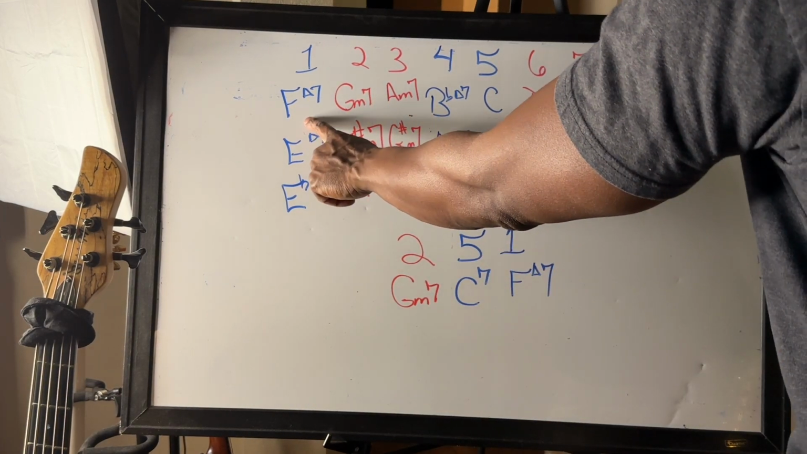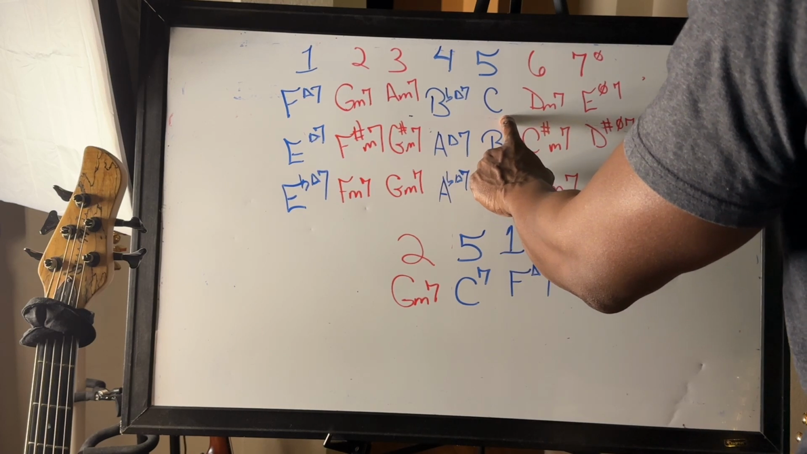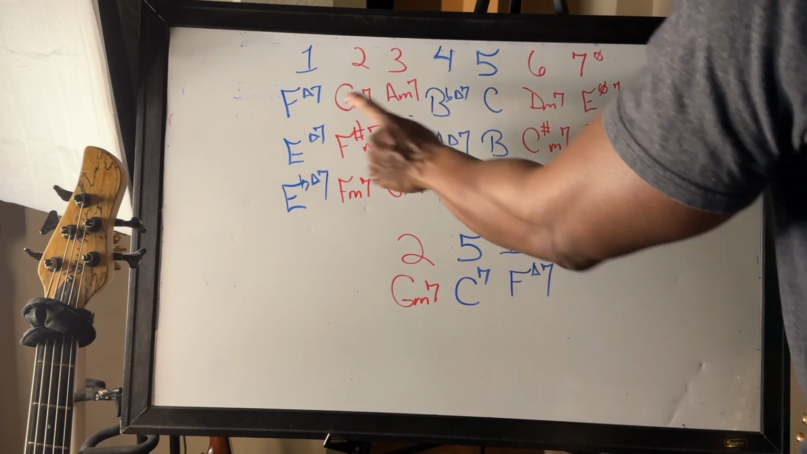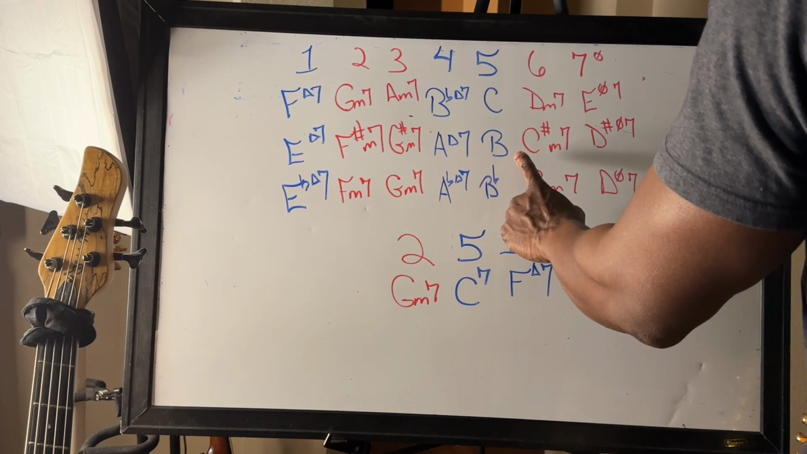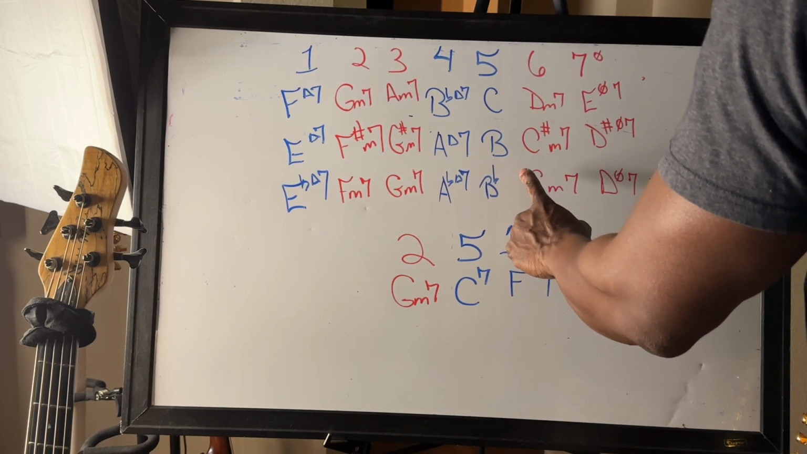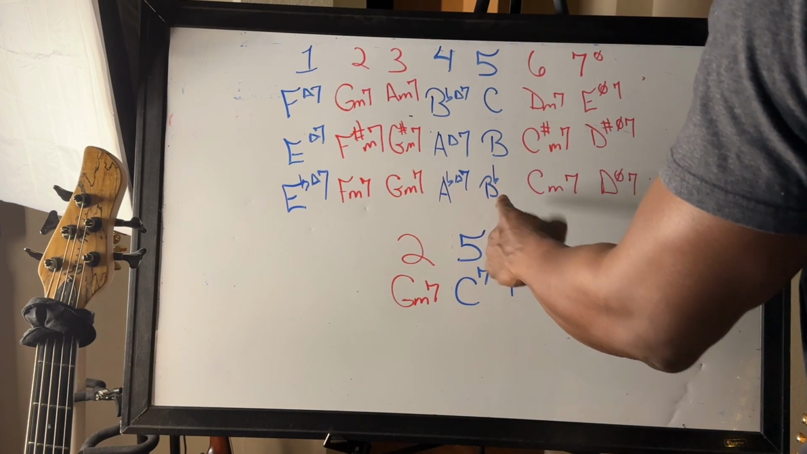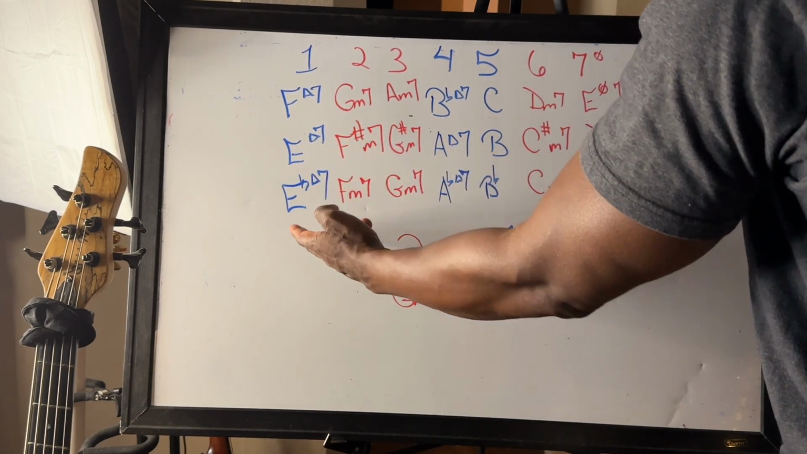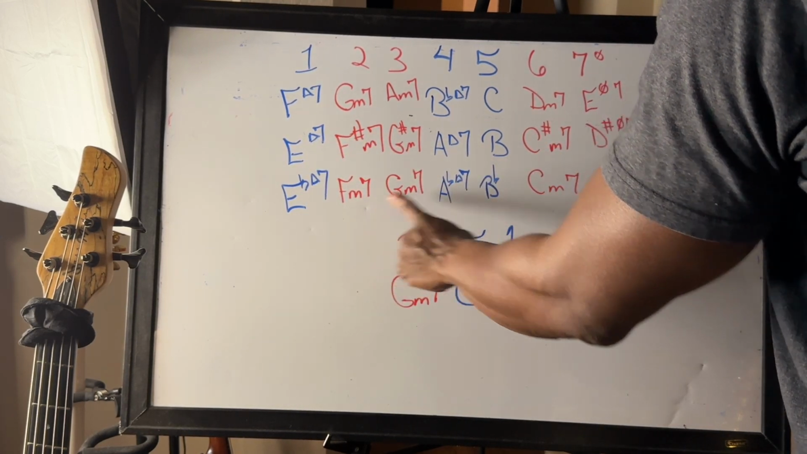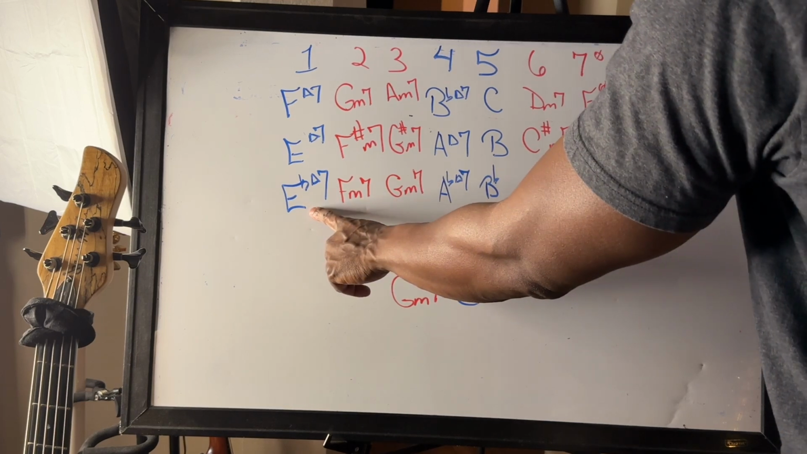5, 1: G minor, a C dominant typically, or C7, F major in the key of F. F sharp minor, B7 in the key of E, and come home to E on a 2, 5, 1 in the key of E flat, F minor to a B flat dominant, come home to E flat.